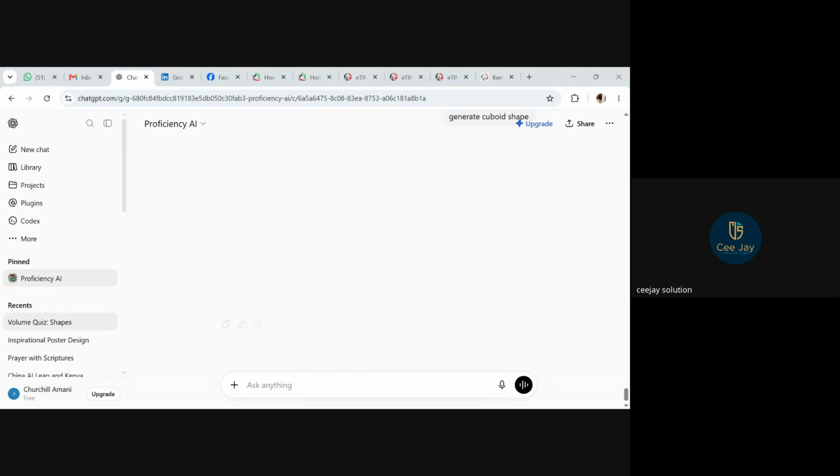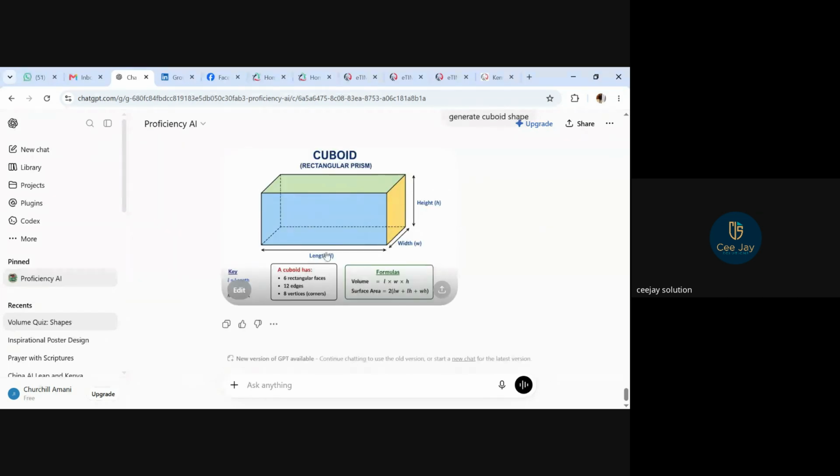To take time, time is not on our side. Are you seeing the cuboid? Inakaa hivyo. Kiberiti.